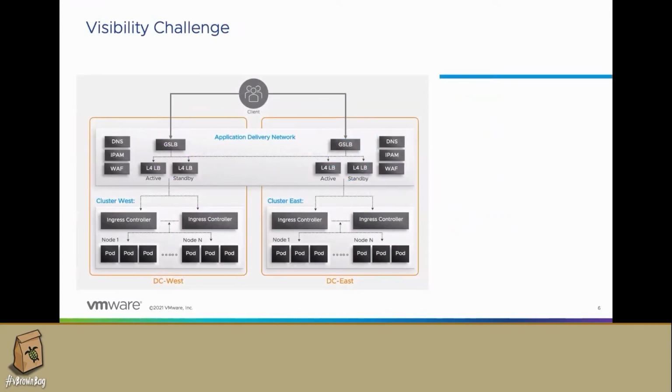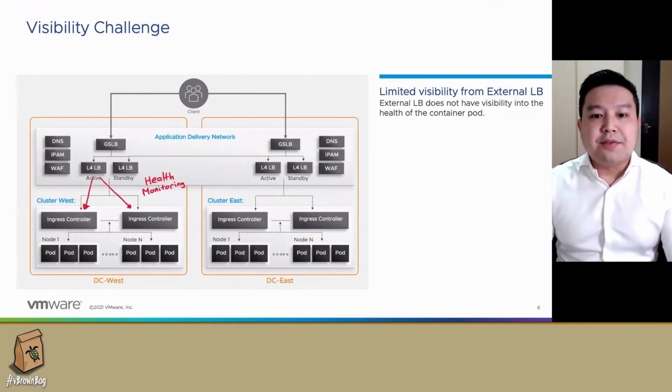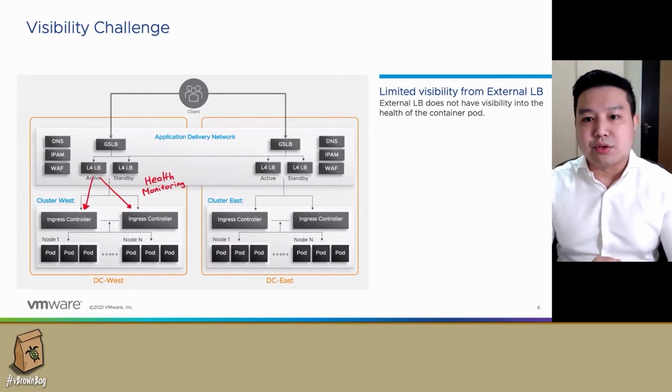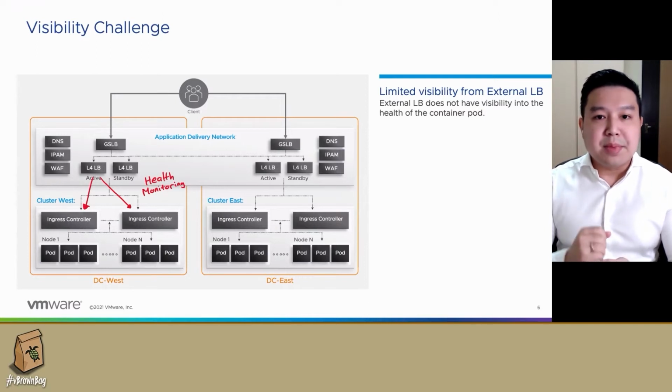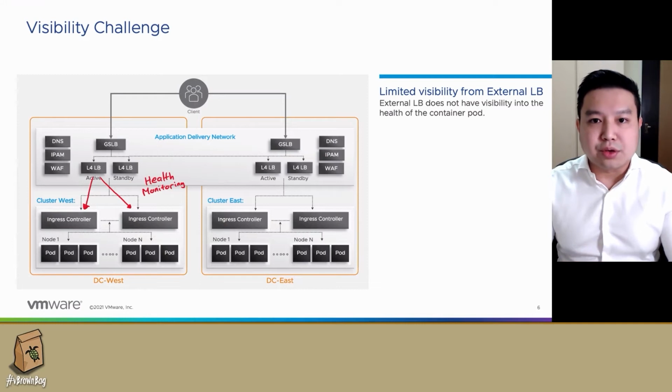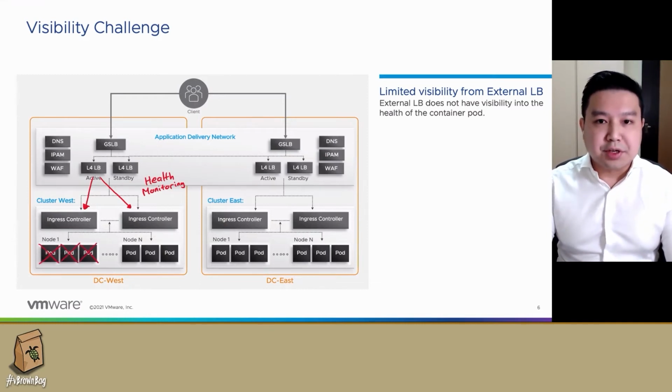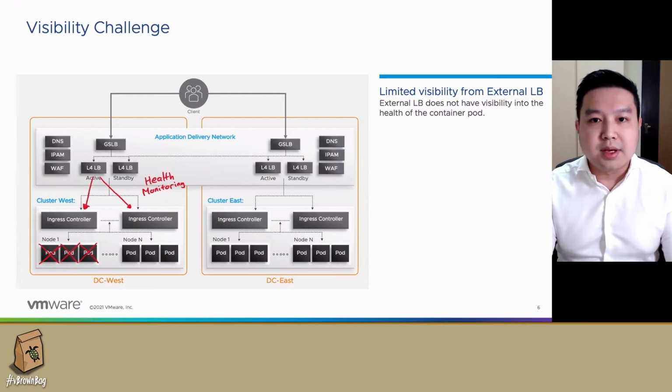The first challenge is visibility. What do I mean by visibility? If you look from the perspective of the external load balancer, it does health monitoring into the Ingress controller. This can be TCP-based or HTTP-based probes into the Ingress controller itself. So when the pod goes down, the virtual IP in the Ingress controller will still be up because the Ingress controller is still alive. And this will cause traffic black holing.